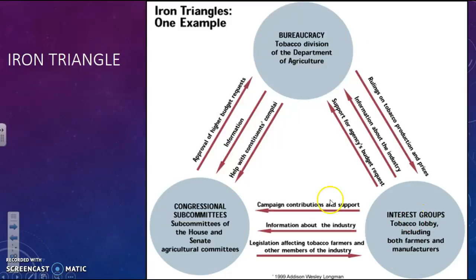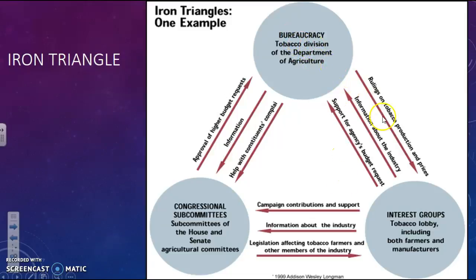So for example, the interest group is providing the congressional subcommittees with campaign contributions. They also provide information, as we said earlier, about the industry. In return, you're going to see legislation affecting tobacco farmers and other members of the industry, typically in a very positive manner. Hence, cigarette smoking is not illegal.